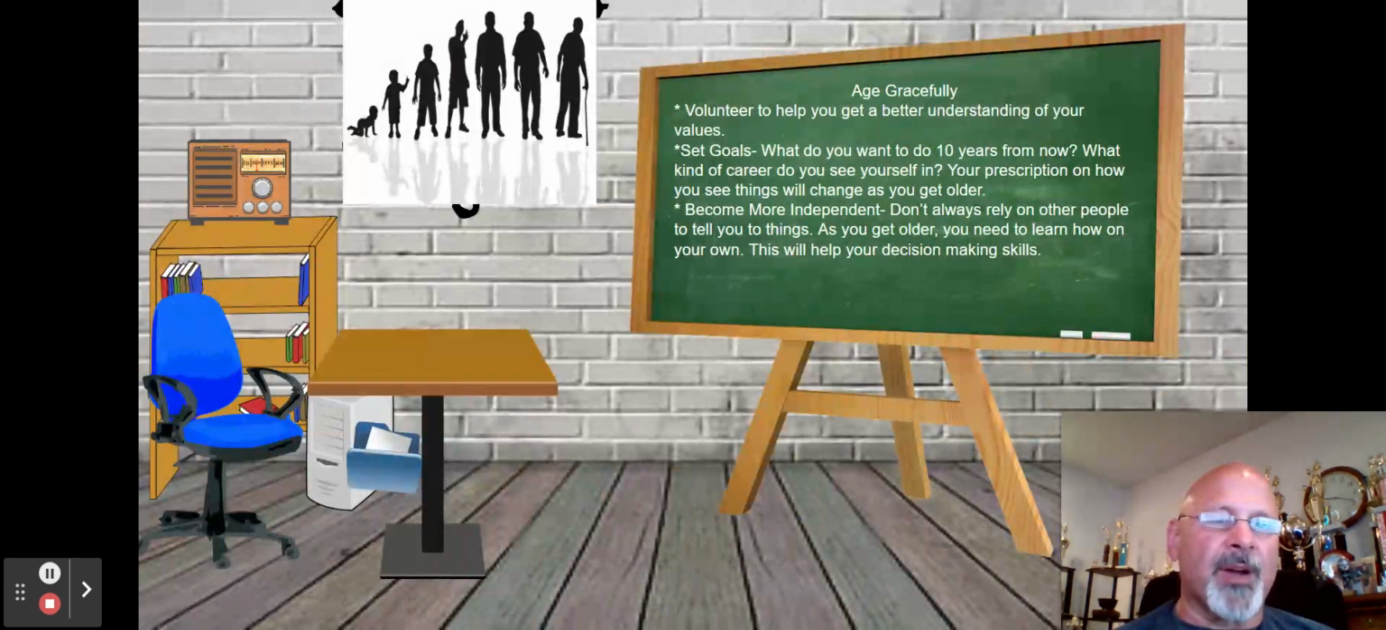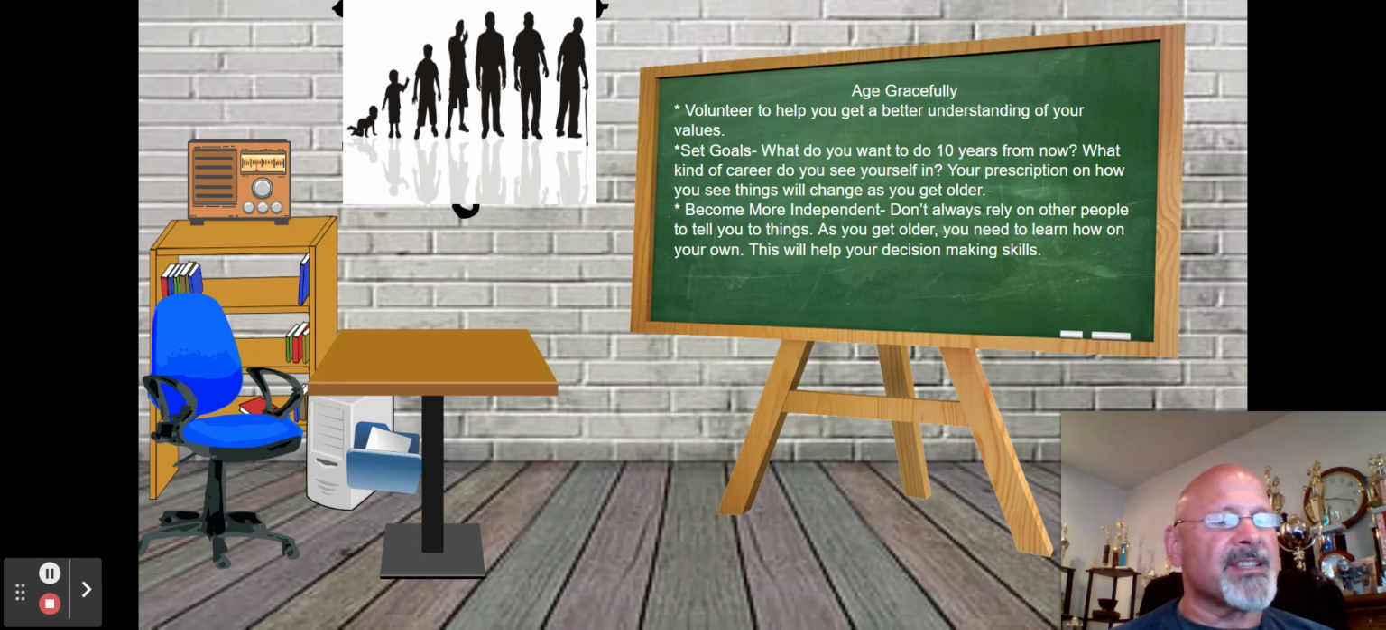Volunteer to help you get a better understanding of your values. You learn this by experiencing things. When you see what other people go through, like if you worked at, oh, I don't know, a homeless shelter, that would help you understand that maybe you're in a good situation. You should be grateful for what you have, and it helps you develop empathy for people that maybe are going through a hard time.